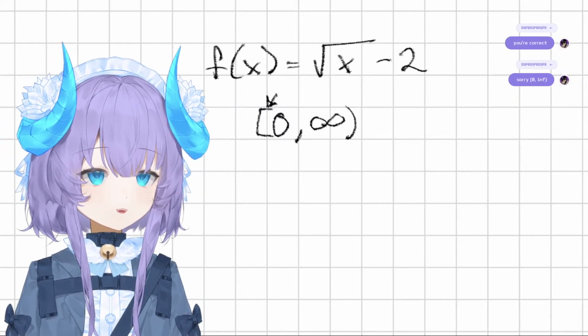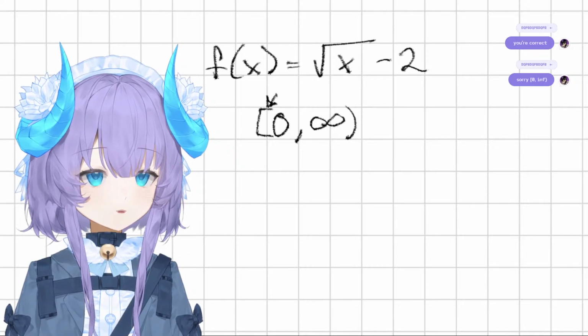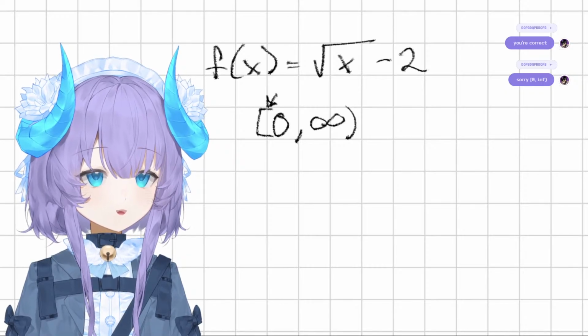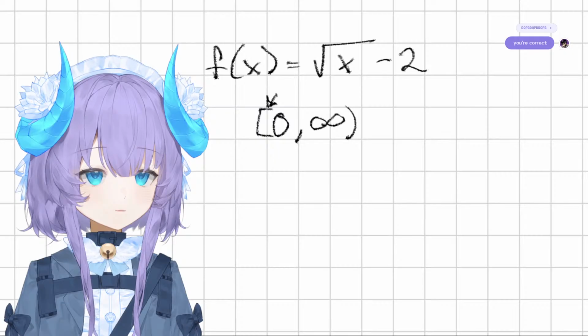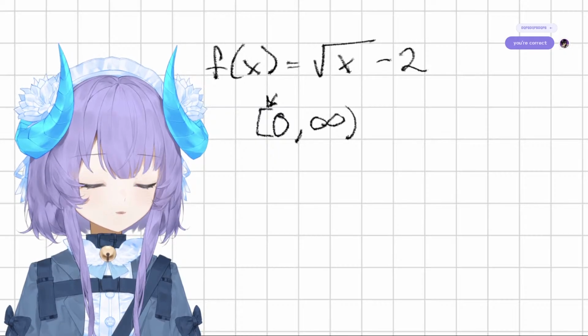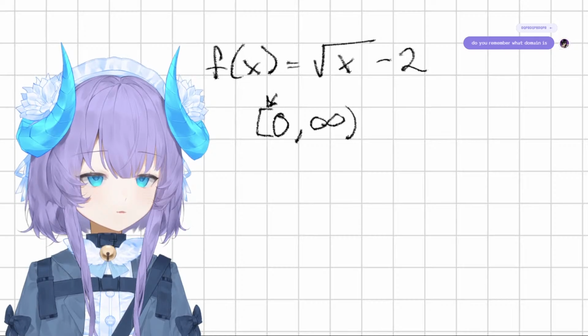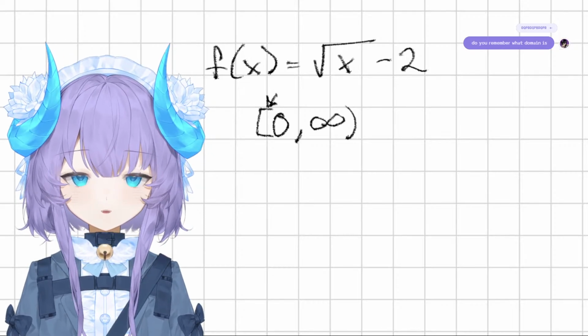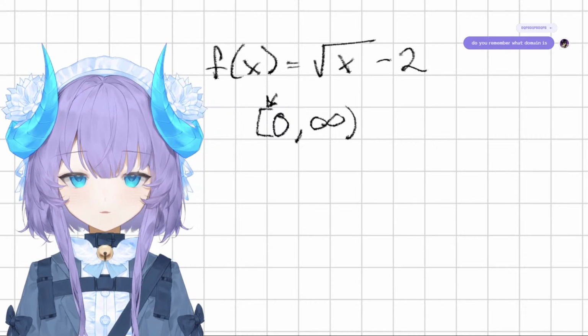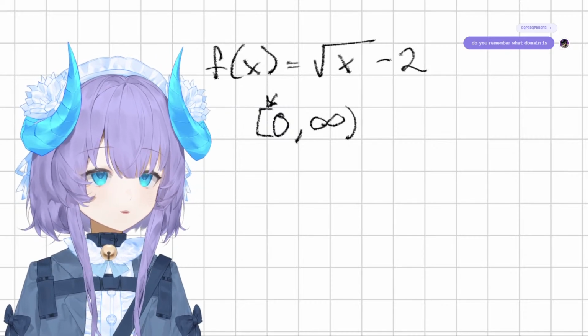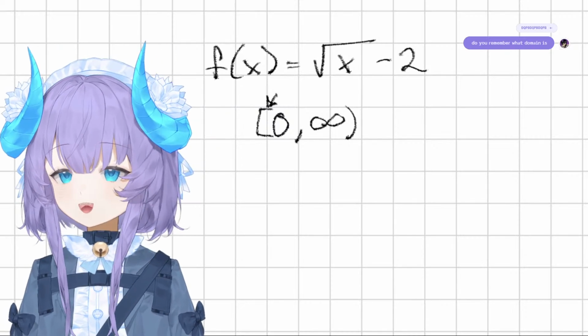Identify the domain and then graph the function. Whoa, okay. So it started at 0, 2, hold on. Domain is all the numbers that it can't be.